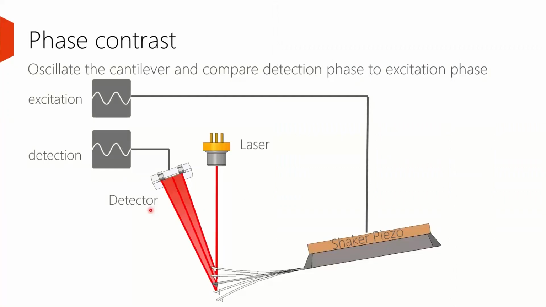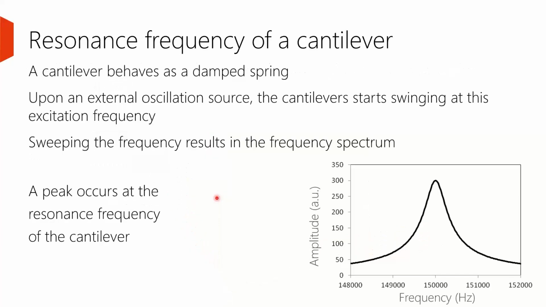And what you do with phase contrast is that you excite the cantilever, and in this drawing it is with a shaker piezo. That's not the only possibility, but here it's drawn as a shaker piezo that brings the cantilever into oscillation. This oscillation you can detect, and in this detected oscillation you do not only get the amplitude, but you also get the phase delay with respect to the excitation. And this phase delay is the subject of today's presentation.